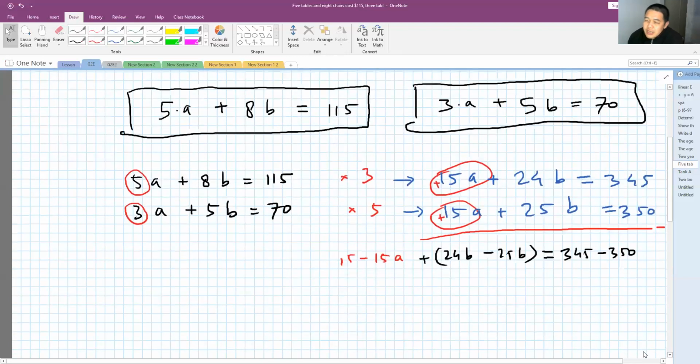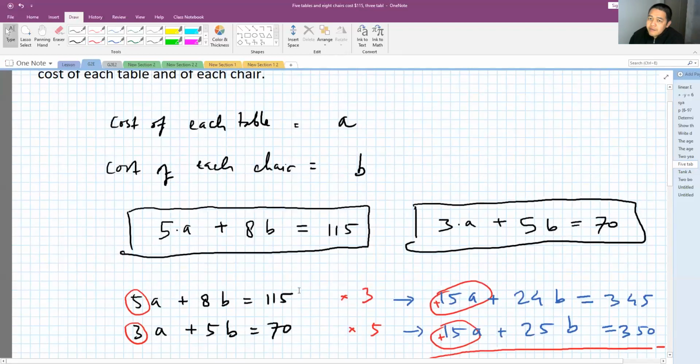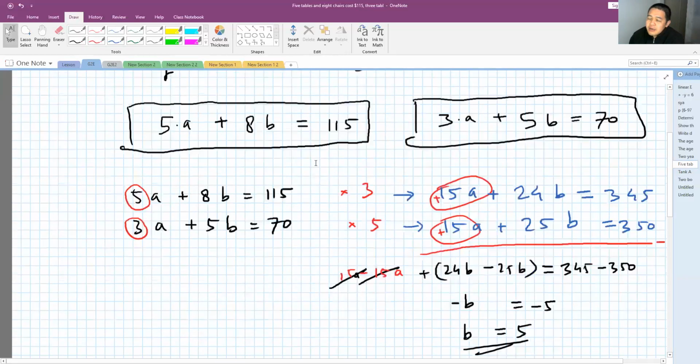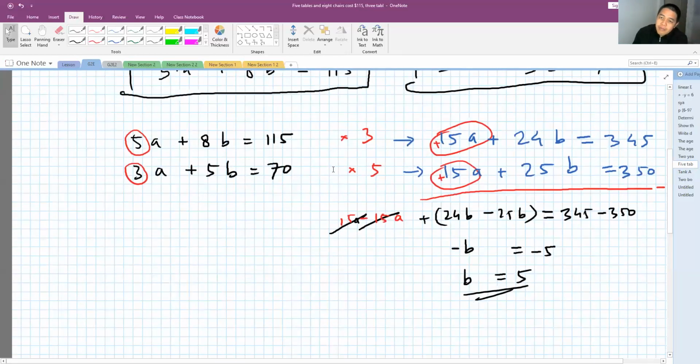So basically, this is 15A, so 15A minus 15A, they are gone, and then 24B minus 25B gives you minus B, and that equals 345 minus 350, which is minus 5. So the value of B equals 5. B was the cost of the chair, which is $5.